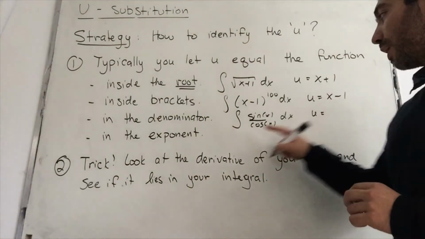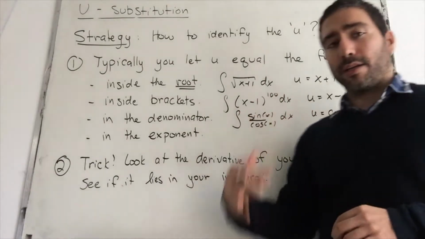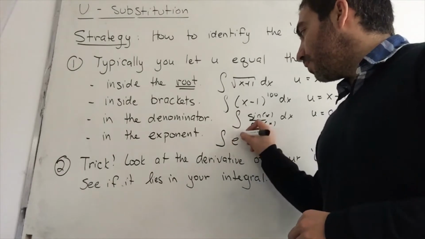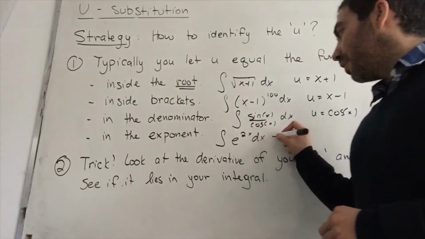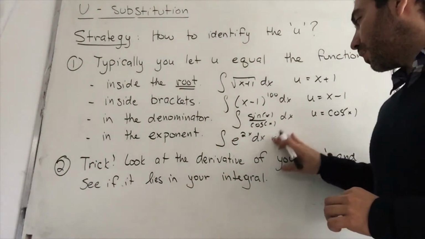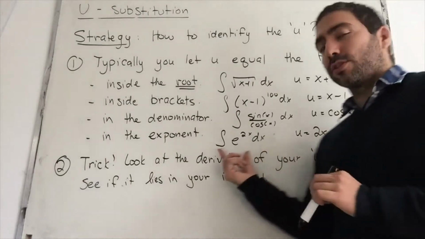So u equals whatever's in the denominator. Cos is on the bottom, let u equal cos of x, and go ahead and solve. In the exponent, what do I mean by in the exponent? Well, if you have e to, let's say, the 2x dx, the exponent of the e is 2x. So we're going to let u equal 2x, and that allows us to solve this problem.